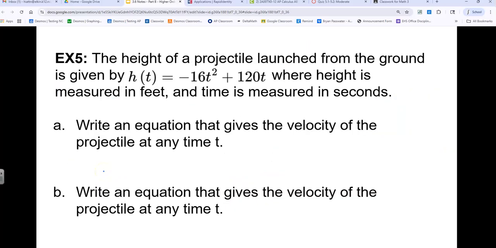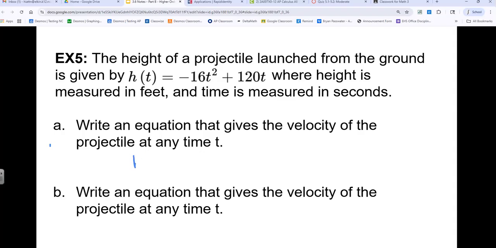The height of a projectile launched from the ground is given by negative 16t squared plus 120t, where height is measured in feet and time is measured in seconds. A says write an equation that gives the velocity of the projectile at any time t. So if I know what h is, that is my height, that is a distance from the ground, how do I find the velocity?